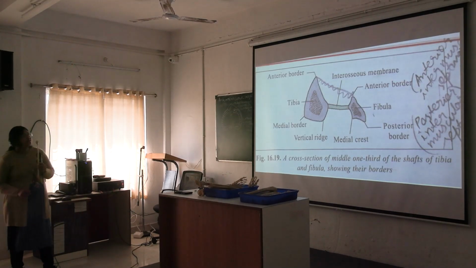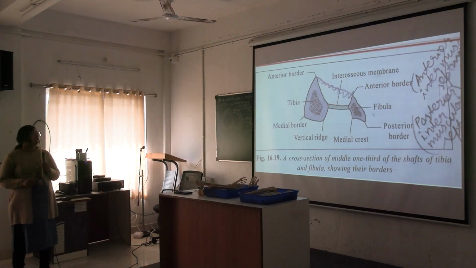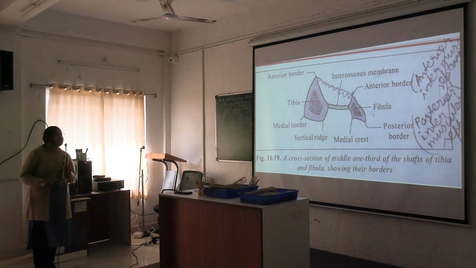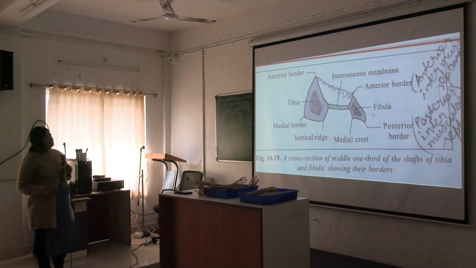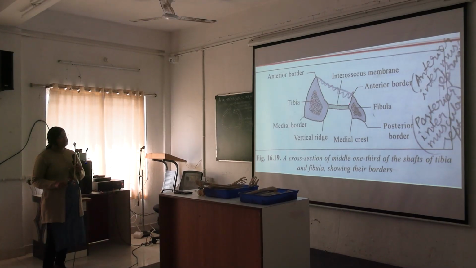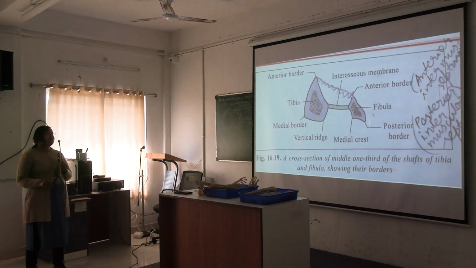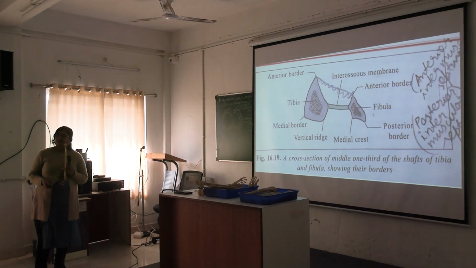And this is cross section through the leg. This is tibia, this is fibula connected by this interosseous membrane. Here is the anterior border, posterior border, and the interosseous border. Then three surfaces, this medial surface, lateral surface, posterior surface, divided by the crest into two parts, medial part, lateral part. Okay, and this anterior border and posterior border gives attachment to anterior intermuscular septum, posterior intermuscular septum.